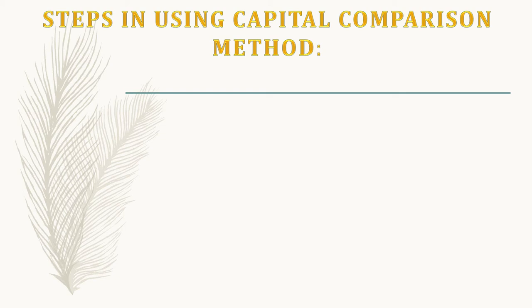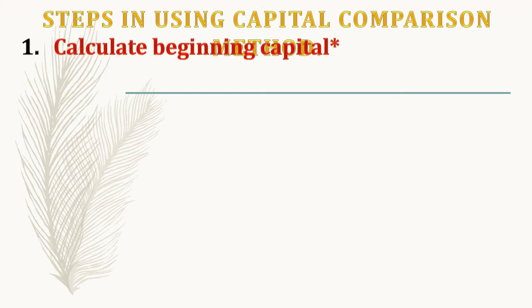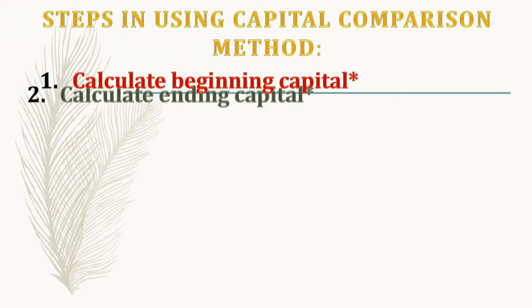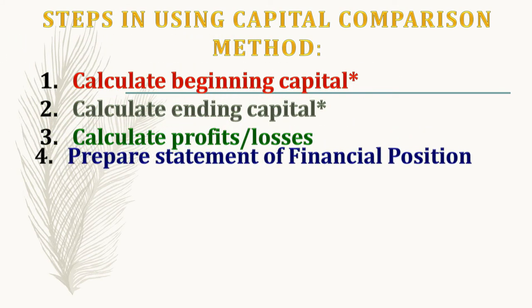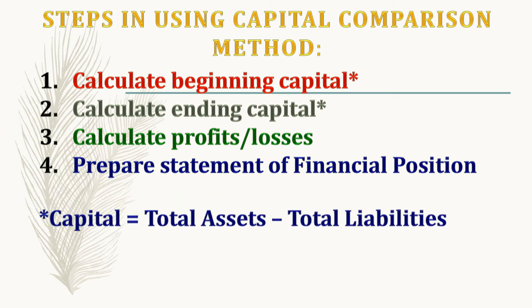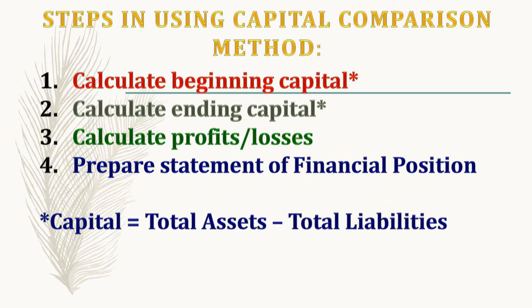So, steps in using capital comparison method. Okay, step 1, you need to calculate the beginning capital, and then you need to calculate the ending capital. So by having 1 and 2, you are able to calculate the profit or loss, and then you are able to prepare the statement of financial position.